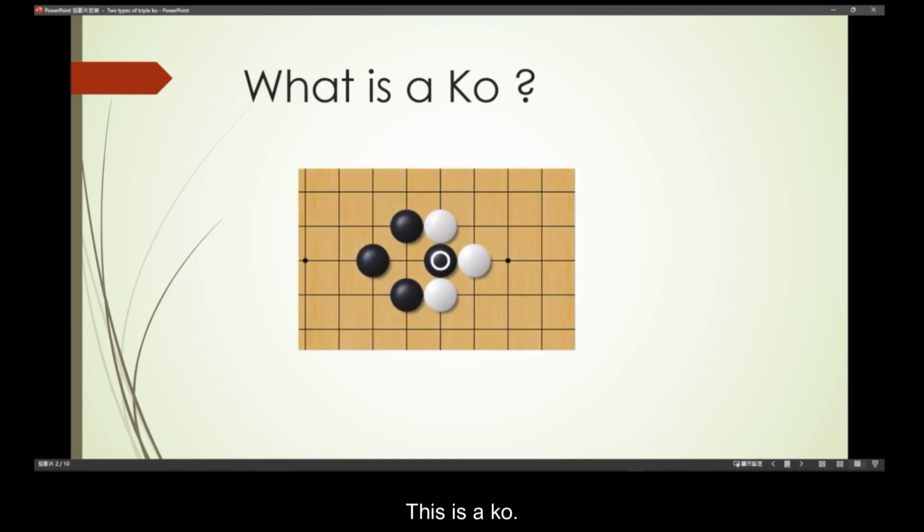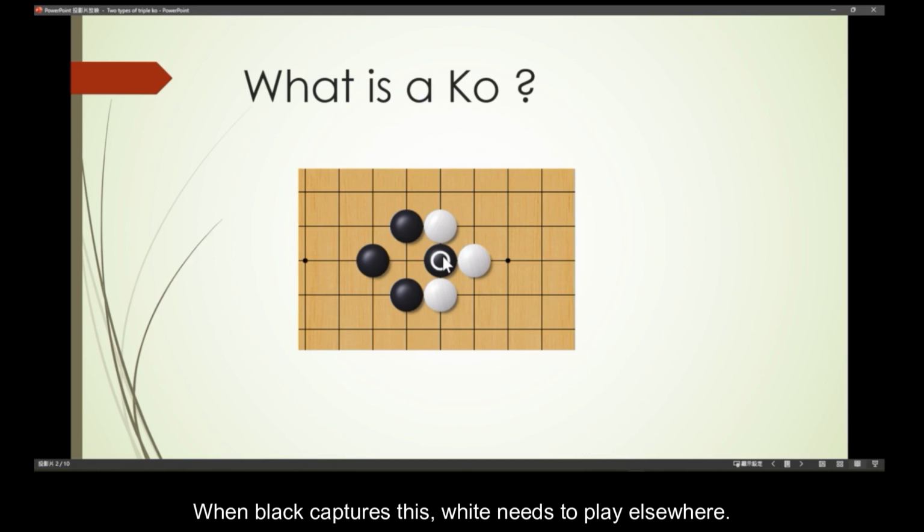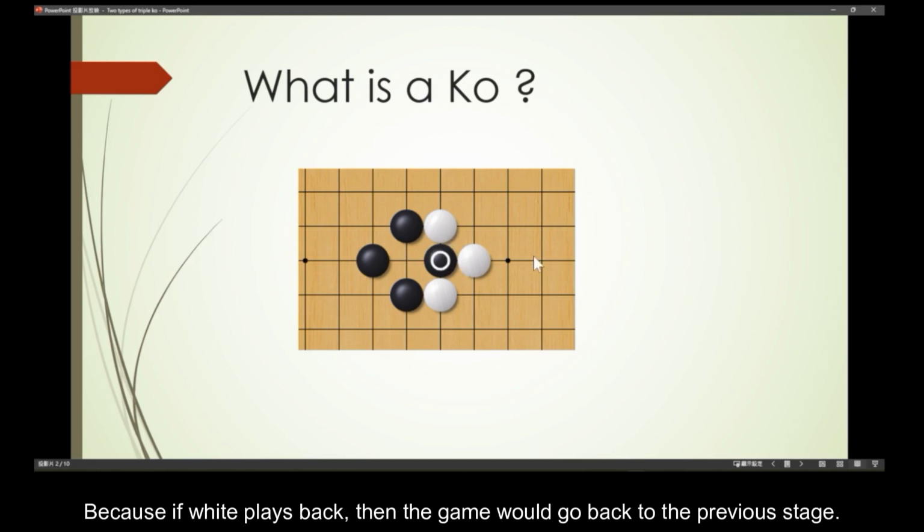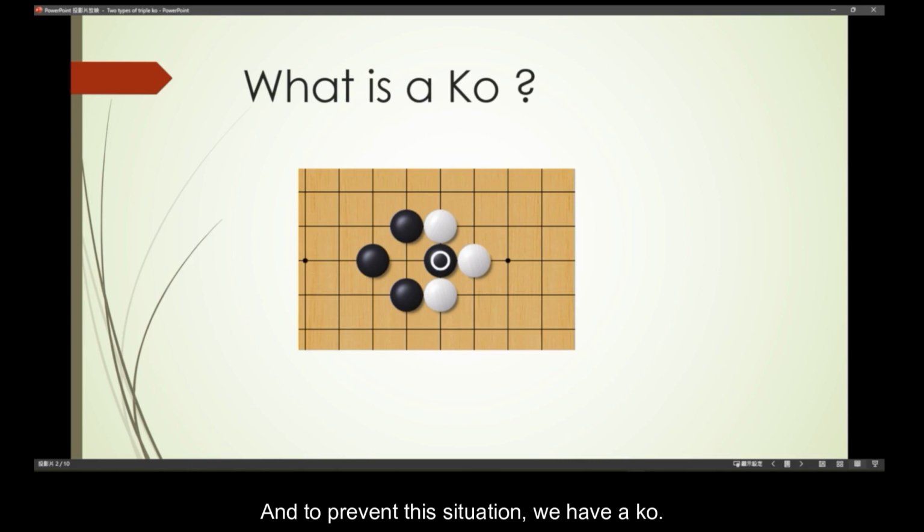This is a core. When black captures the thief, white needs to play elsewhere, because if white plays back, then the game would go back to the previous stage. And to prevent this situation, we have a core.